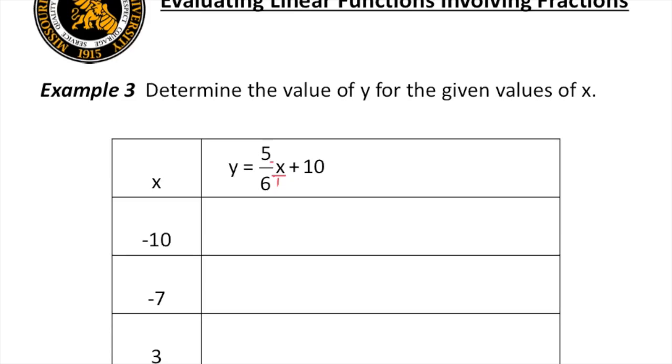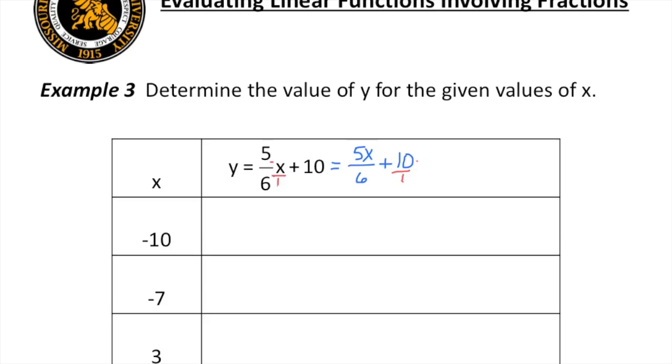we simply multiply our numerators, multiply our denominators to get 5x over 6 plus our 10. Thinking of 10 as 10 over 1, we see that we need a common denominator of 6 in order to be able to add these two terms together.